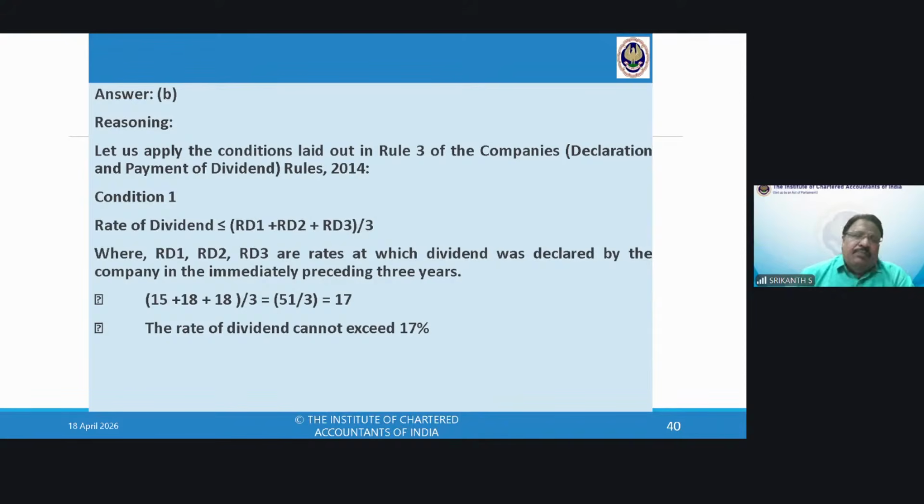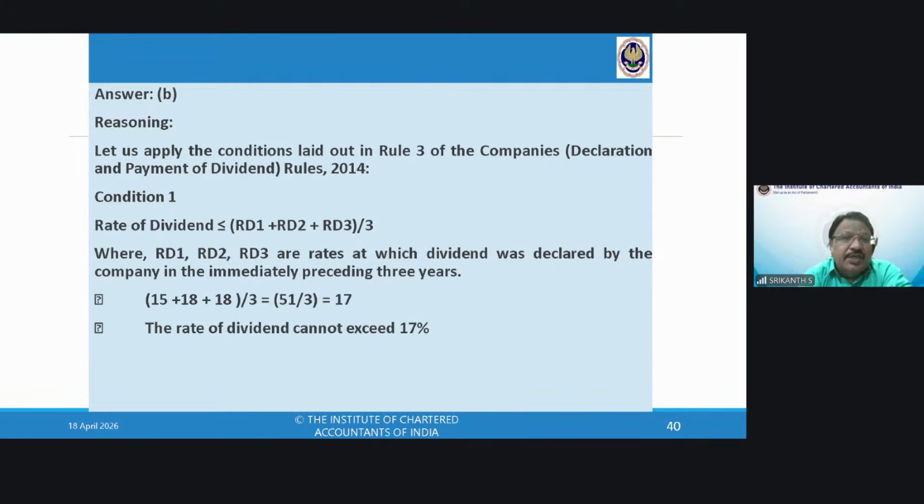What is that? Average rate of dividend for the immediately preceding 3 years. So I get 15 plus 18 plus 18 by 3, 51 by 3, we get 17, right? So the rate of dividend cannot exceed 17. This is the condition 1. We have 2 more conditions.